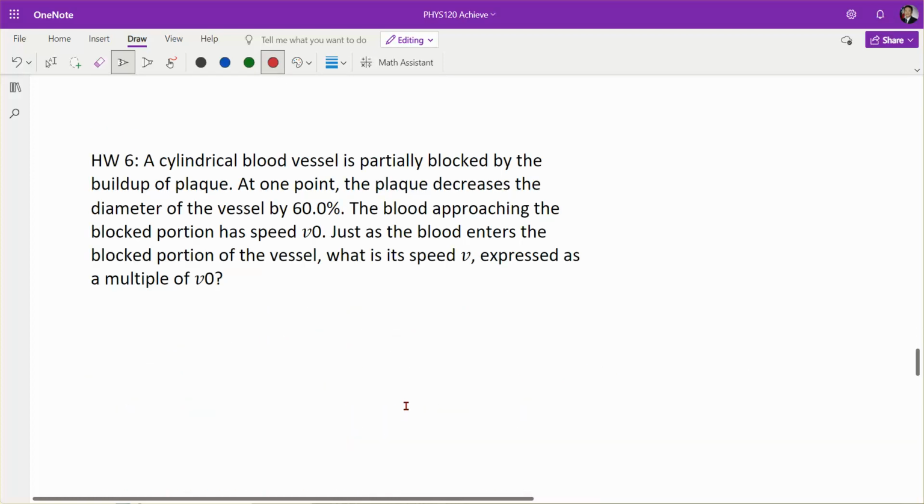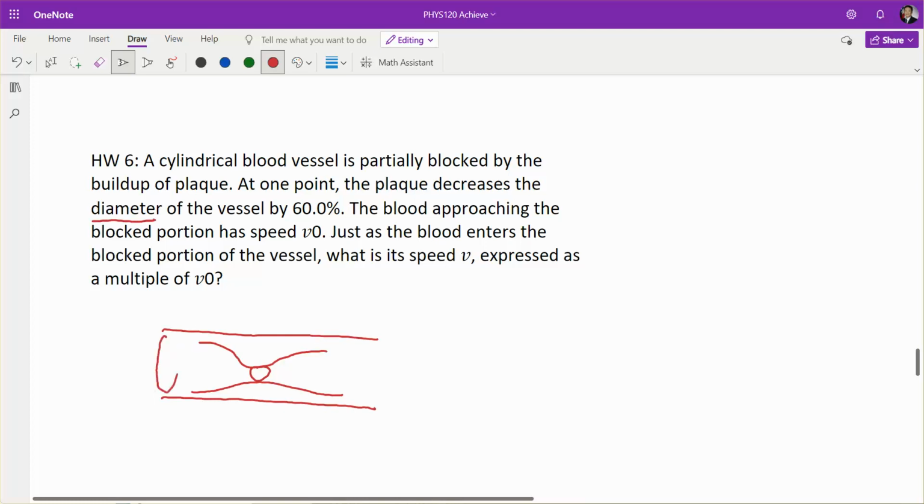Okay, let's look at the next problem. The next problem is about fluid in motion. Now this is very simple. Just make a graph, like the one I did in class. This is a blood vessel that is partially blocked by a plaque. So here is the plaque. It will narrow the flow vessel, and the area over here is going to be decreased by 60%, and the diameter decreased by 60%.